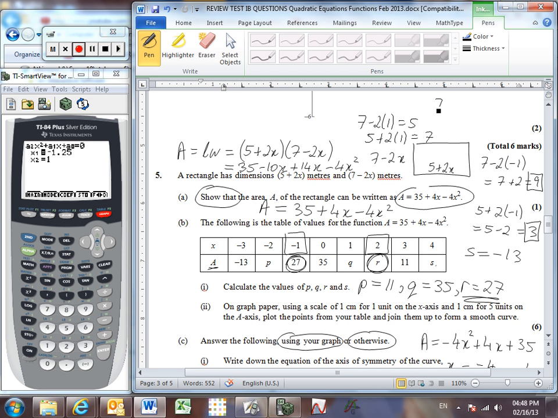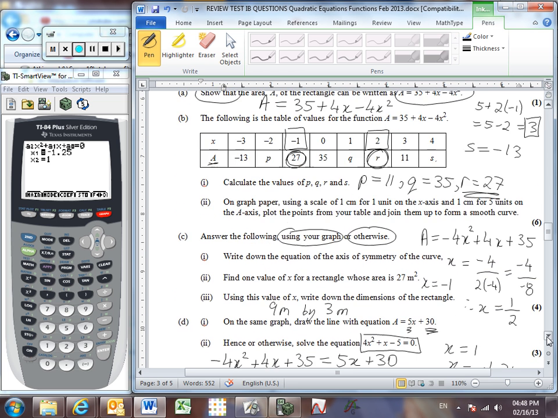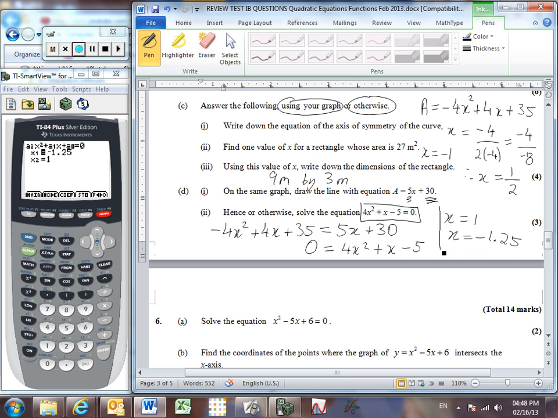Let's do this again, where this time we're taking our other x value of negative 1.25. That gives me positive 8.5. Good. And the other one, 5 plus 2 times negative 1.25, and that gives me 2.5. So in both cases, I got positive lengths and widths, which are possible, and so that ensures that both of these solutions are valid. Done.